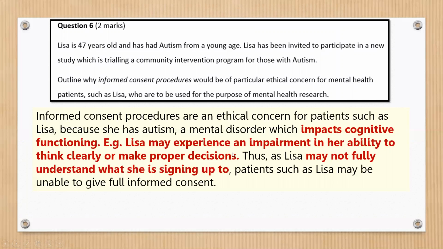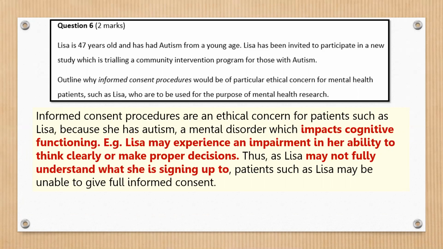So first of all, you should mention that Lisa has autism, and autism is a mental disorder which does severely impact cognitive functioning. What that means is that Lisa might experience an impairment. She might not be able to make decisions in the same way healthy patients do. She might not be able to process information in the same way that mentally healthy patients do. Because of these cognitive impairments compared to the mentally healthy population, she might not be able to fully understand what she's signing up to.